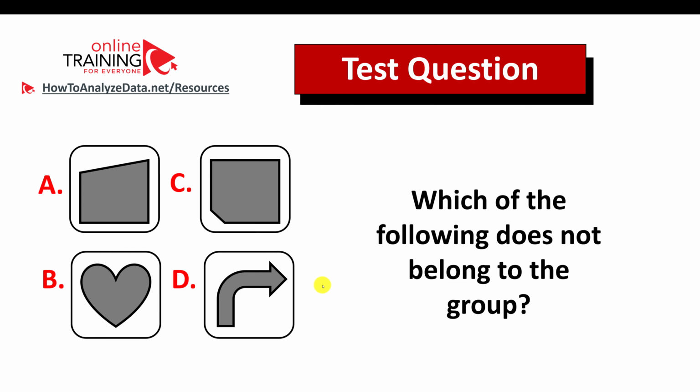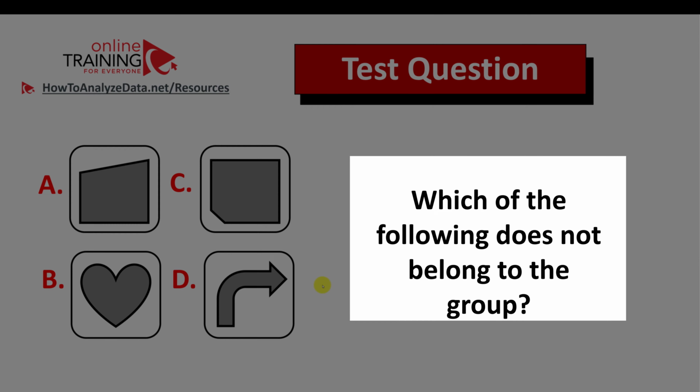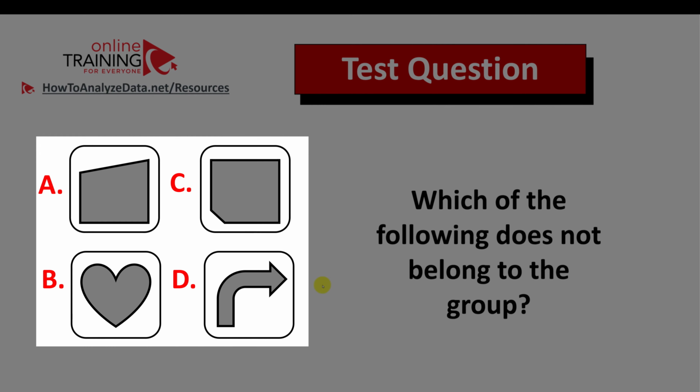Here's the tricky question we frequently see on the test. Which of the following does not belong to the group? And you're presented with 4 different shapes, which represent 4 different choices. A, B, C, and D. Do you see the answer?